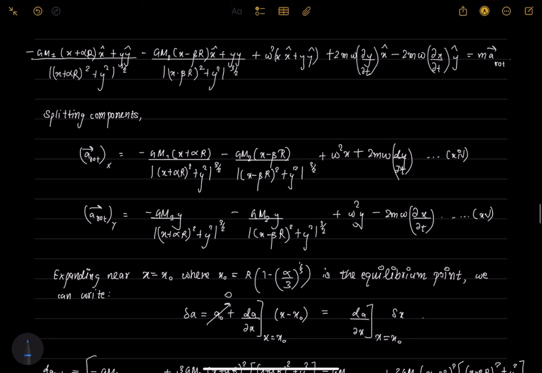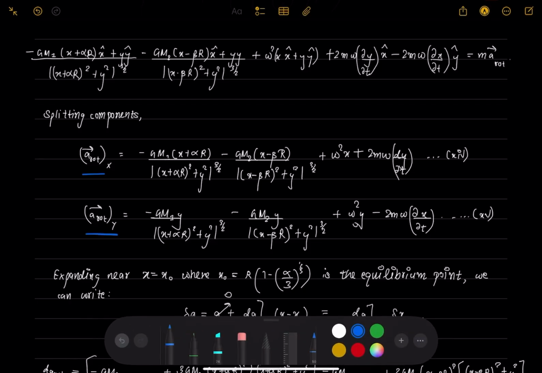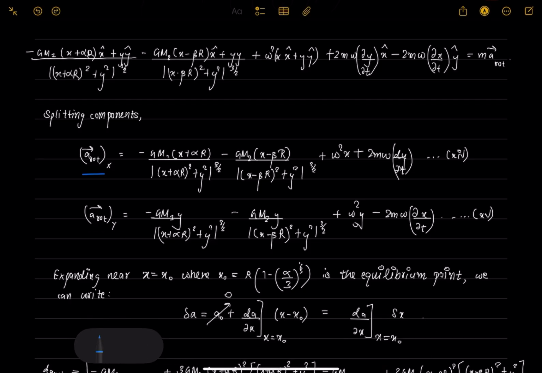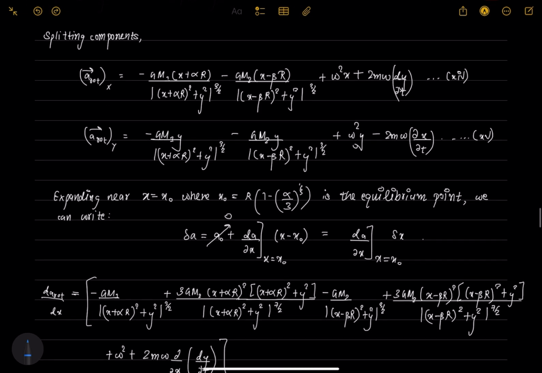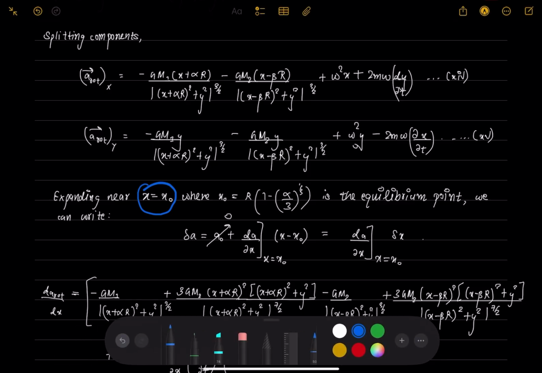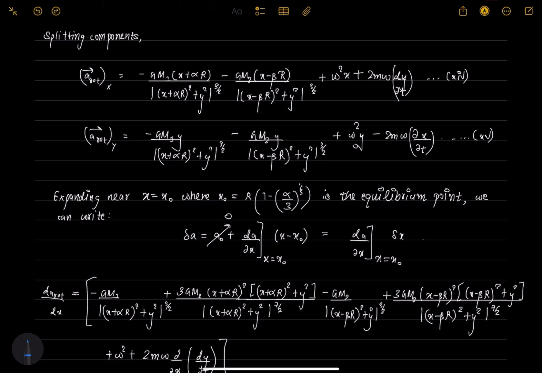So that's what we've done, right? We've split the components first, right? Written the rotating frame acceleration in the x direction and the rotating frame acceleration in the y direction. We've split the components, and we're expanding near x equals x naught, where x naught is the equilibrium point closest to the second mass, right? We've already obtained what that is. And we notice one thing, that we're expanding near that equilibrium point, right? So we can use this linearization formula, right?